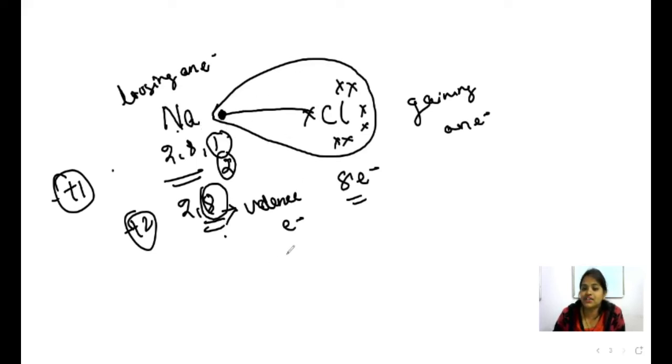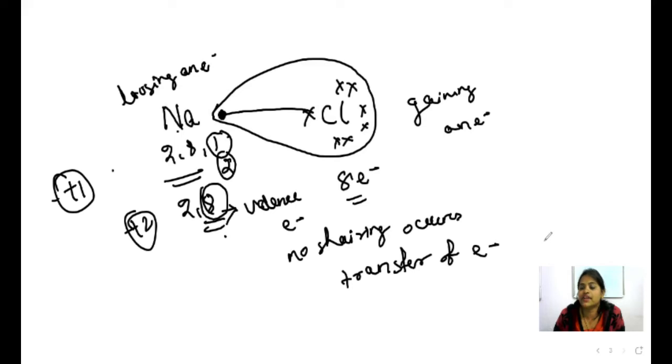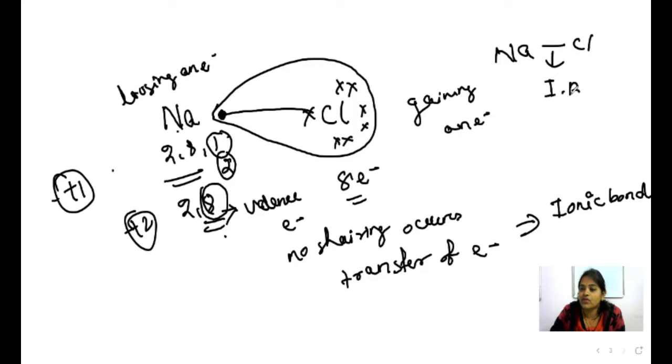That means here no sharing occurs. Rather, there is a transfer of electrons. This transfer of electrons, by which a bond is formed, gives a bond called the ionic bond. Okay, between the Na and Cl, the bond is called the ionic bond.